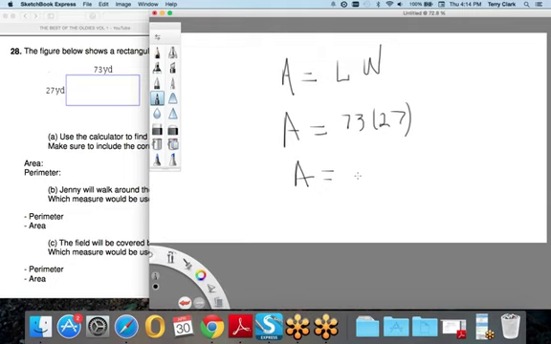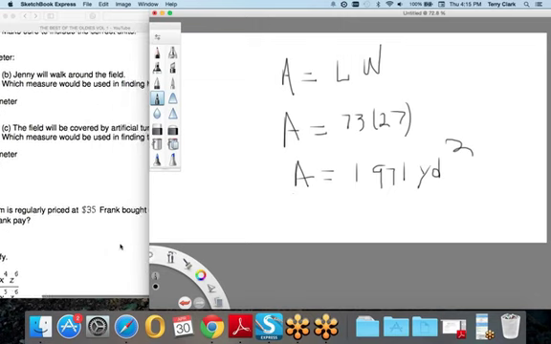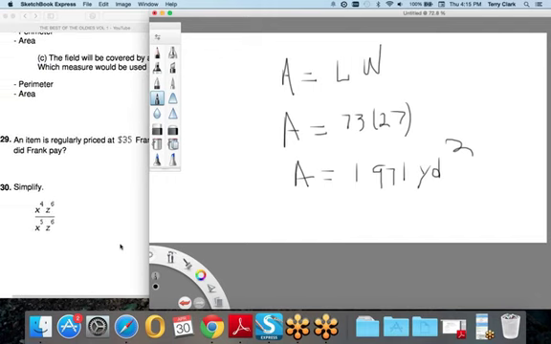27 times 73 is 1,971 square yards. Okay, so there we go. Notice I put square yards there because it's area. With the perimeter, I just put the word yard there. So make sure you put the right unit of measurement, because it will get marked wrong if that's not there.